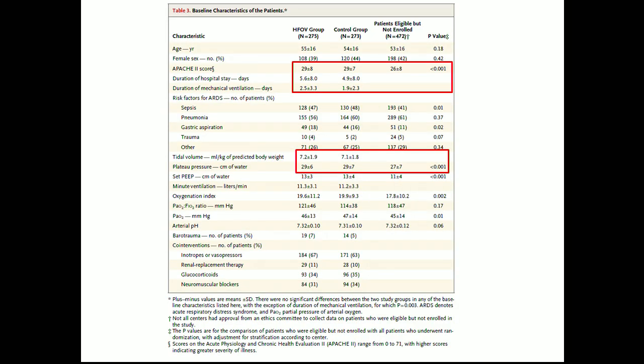The Apache score was 29. Any reason why their patients were sicker when the ARDS criteria were the same? Their Apache score was recorded on the day they got recruited into the trial, not on the day they got admitted onto the unit. So hence not comparable. And there's a New England Journal letter following the publication that this is not a day of entry to ITU Apache score. This is day of entry into the trial Apache score.